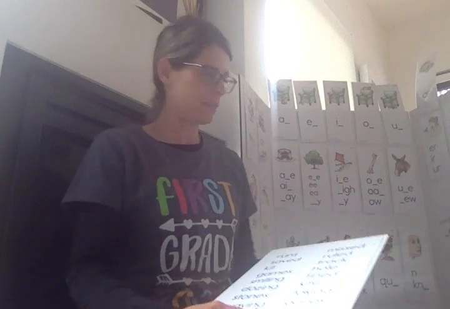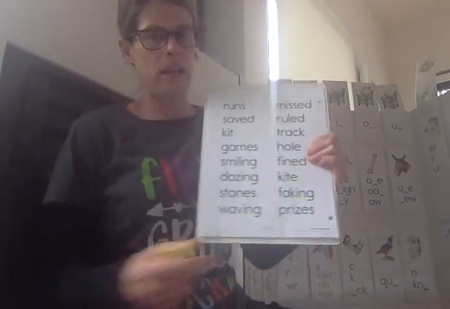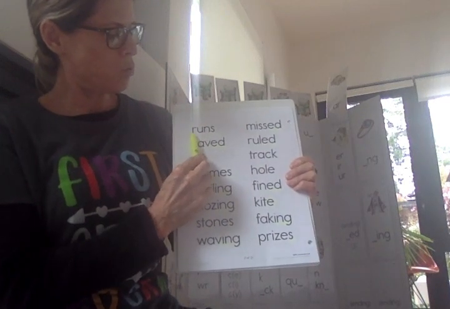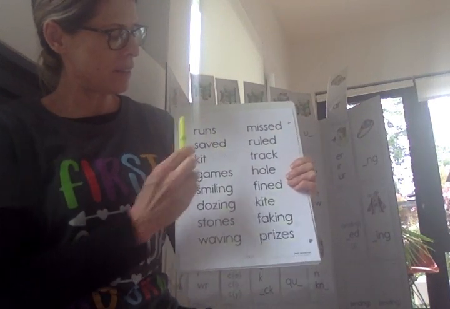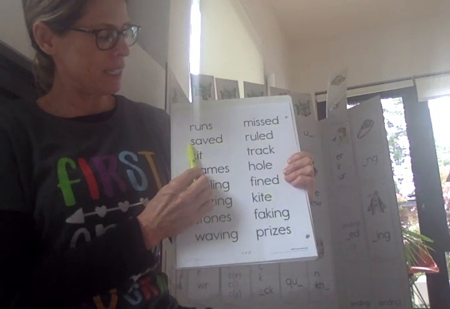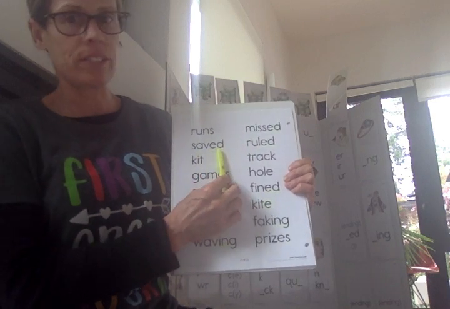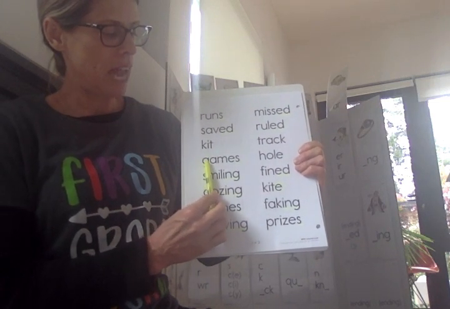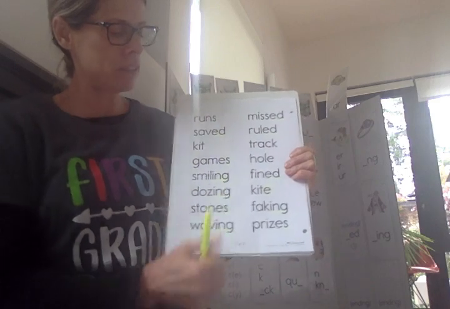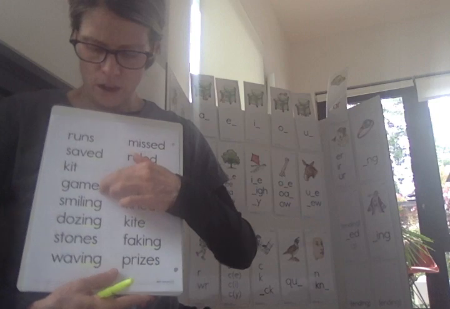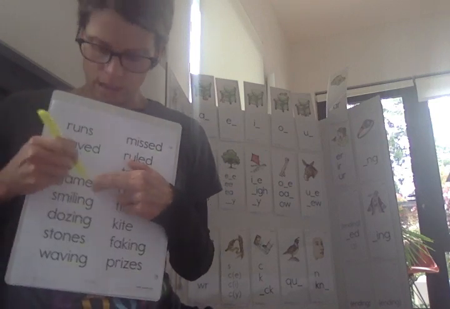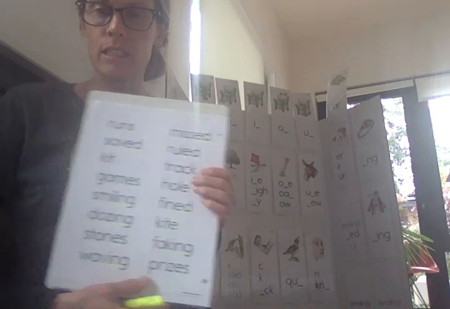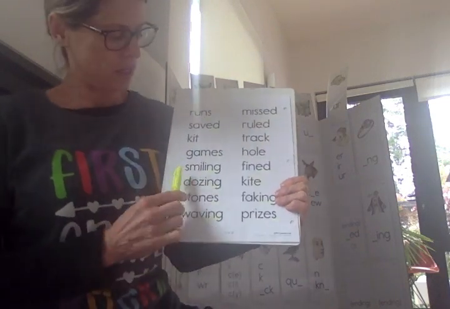Let's go through our mixed list. All right, let's see if you can see this a little better. Runs. Here we have our ED. Saved. Kit. Games. This one, I'm going to talk about it for a minute. If I cover the S, I see that I have an E at the end. And that E is going to tell me g-a. The A says its name. Game. And the S at the end. I like to play games.